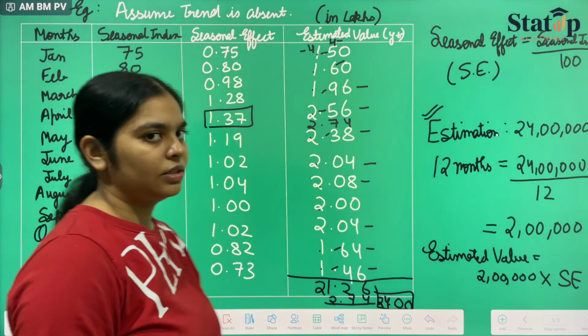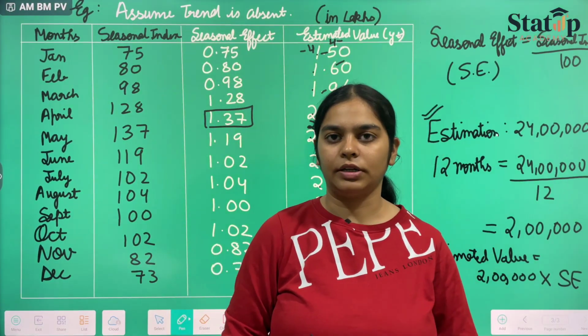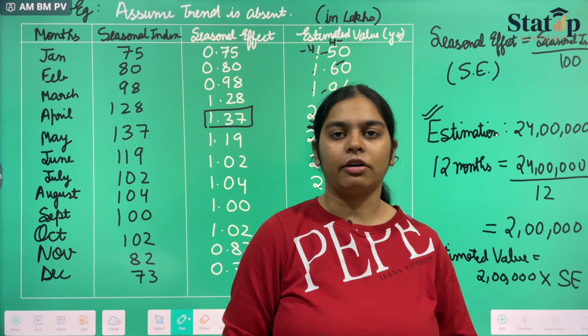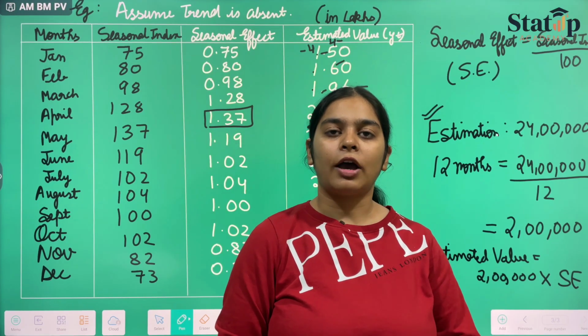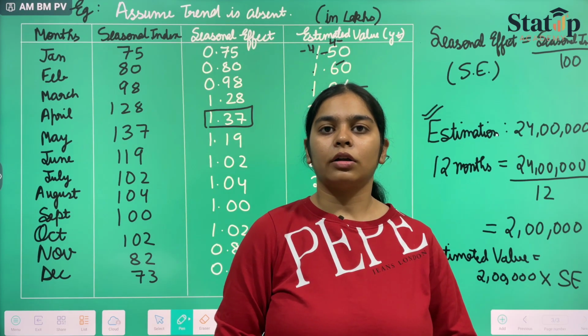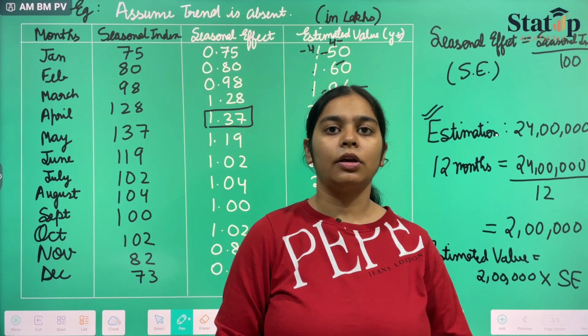So this was one of the examples. You can practice many more examples like this of de-seasonalization of data from your books, or online many materials are available. And if you have a doubt in this question, then you can ask on our WhatsApp channel, or in the comment section as well. Only relevant doubts will be answered.